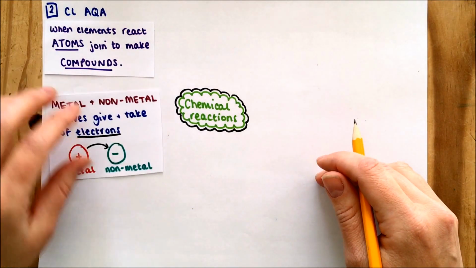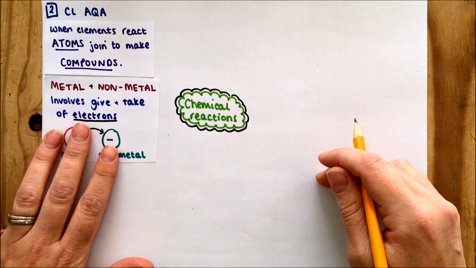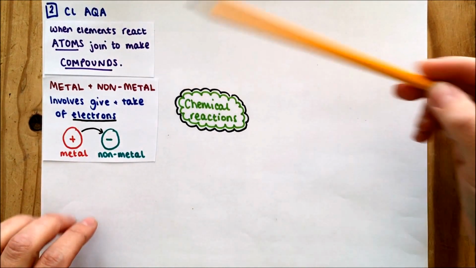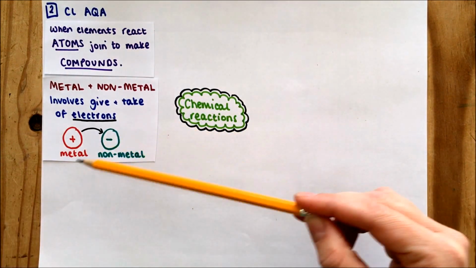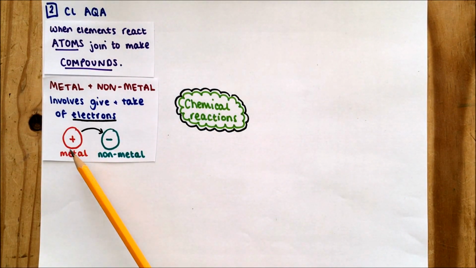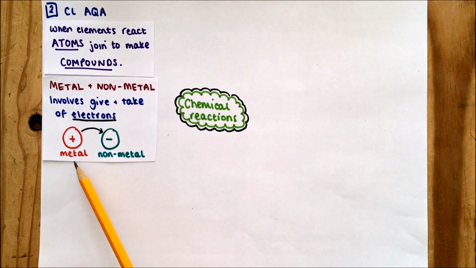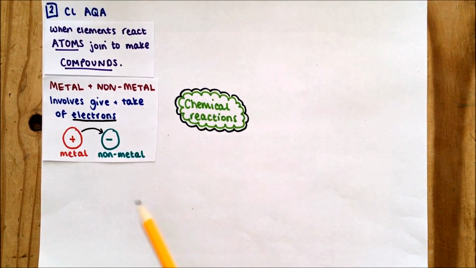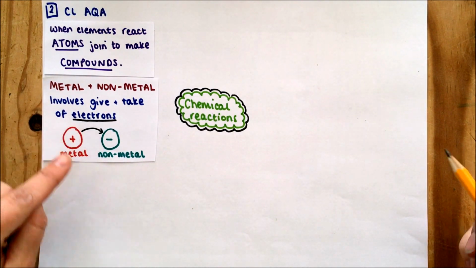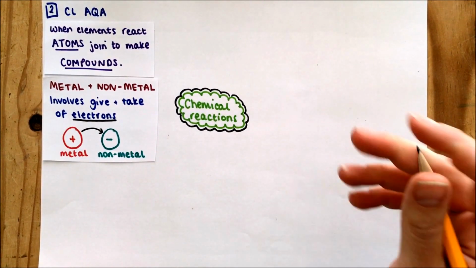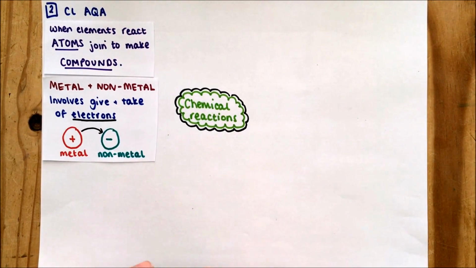So we can either have metals and non-metals, so the left and the right hand side of the periodic table, reacting together. And if we have a metal and a non-metal, we're going to take or transfer the electrons in the outer shell. So metals tend to be in group 1, 2 or 3 of the periodic table, so they've got 1, 2 or 3 electrons in the outer shell, and the non-metals on the right hand side of the periodic table might have 6, 7 electrons in the outer shell.